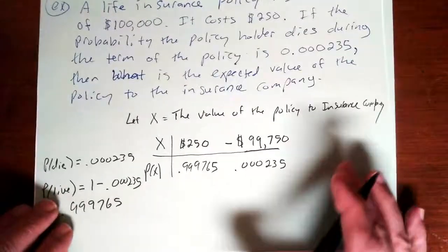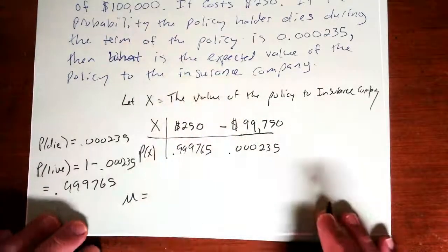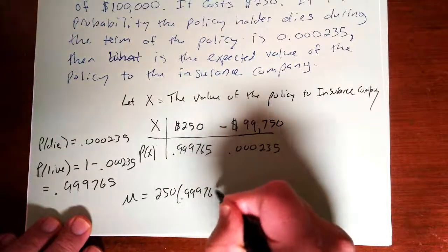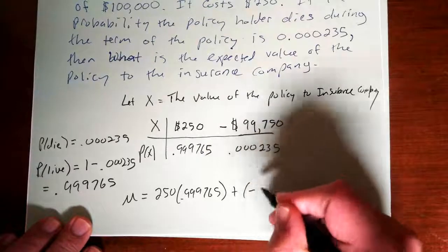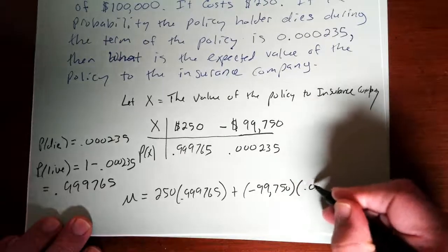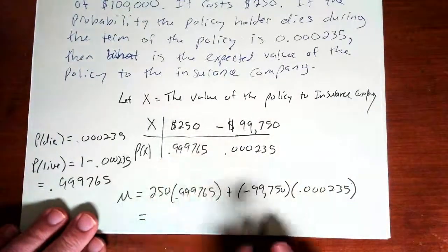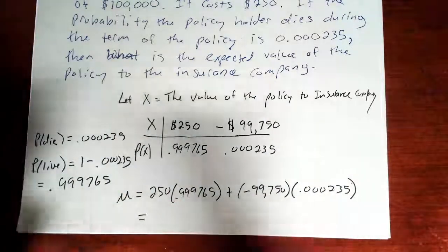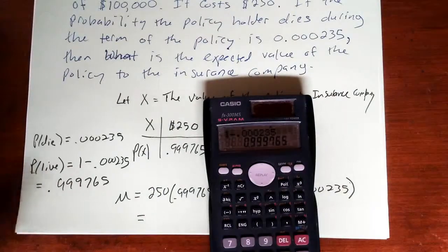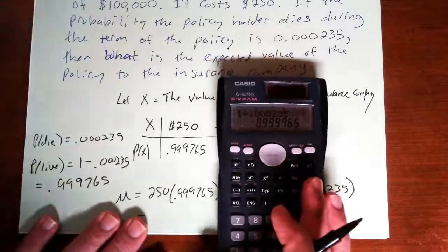Now to find the expected value of the policy to the insurance company, we just take the mean of this random variable. So it'd be a positive 250 times this probability plus a negative $99,750 times this really small probability. This will give us that balance, the expected value of the policy to the insurance company when you take into account how much they make, the large amount they lose, and those two probabilities, balancing the two.